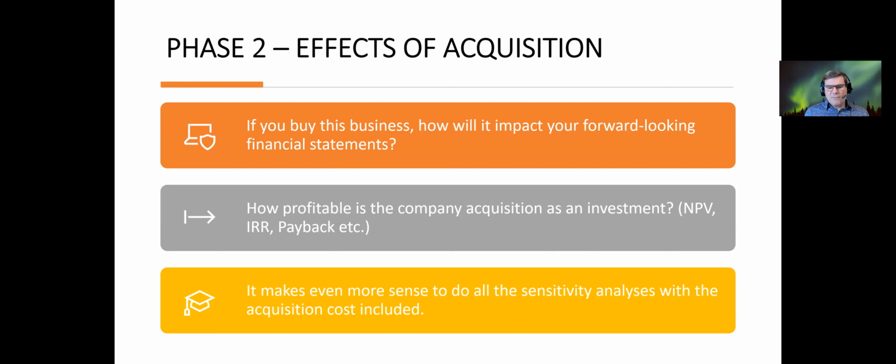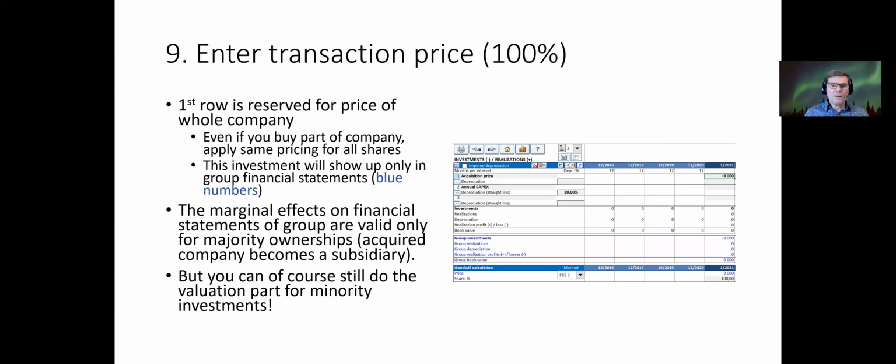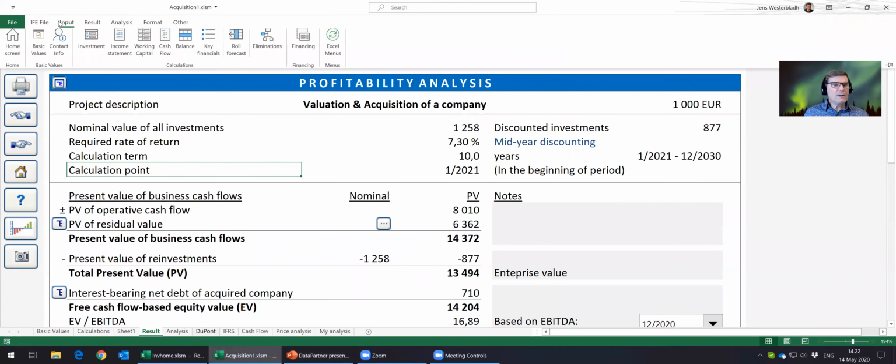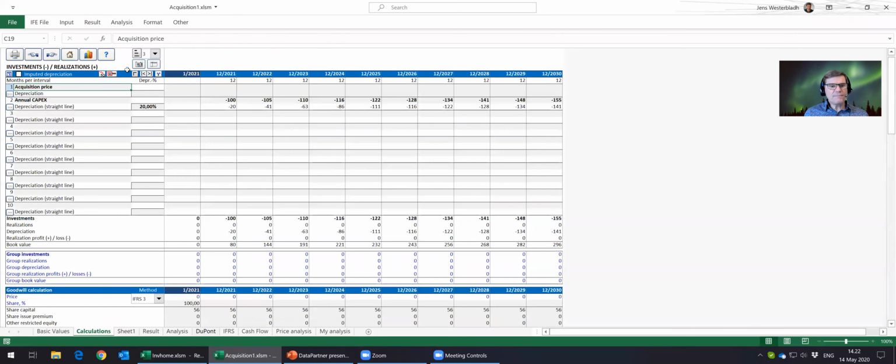And then, of course, it makes even more sense to make the sensitivity analysis when you have the investment cost burden included. Okay, and the first thing to do is to go to the investment table and put the price for the shares. And also we put the ownership share. And okay, anyway, let's go and do it. Input, investment.